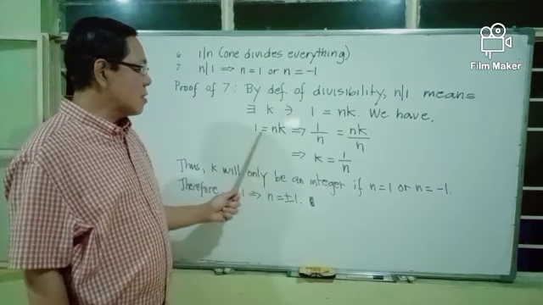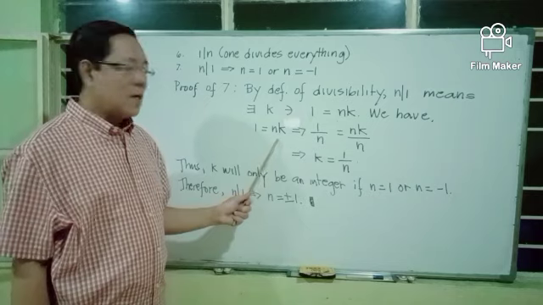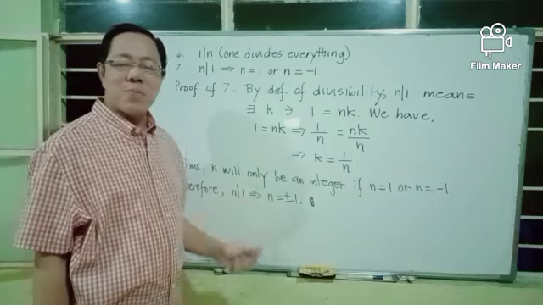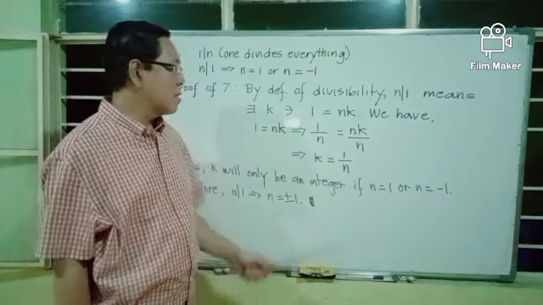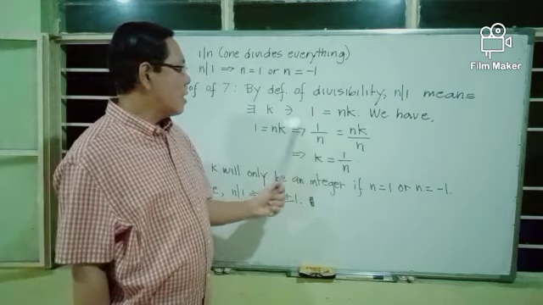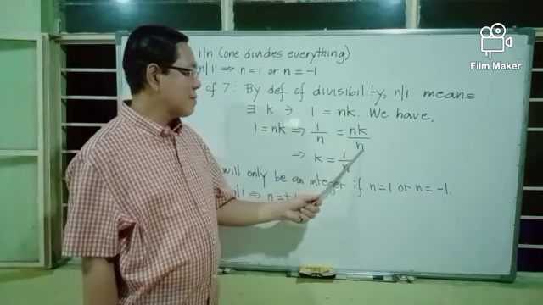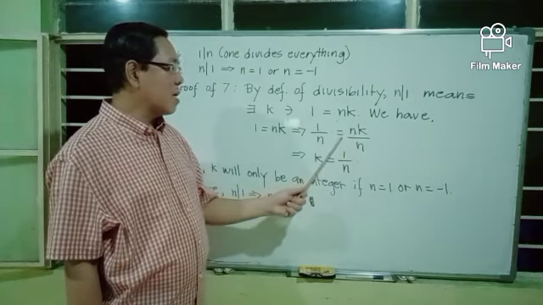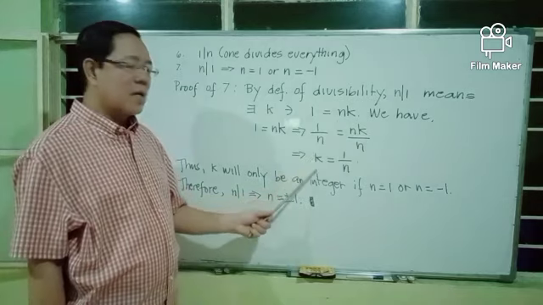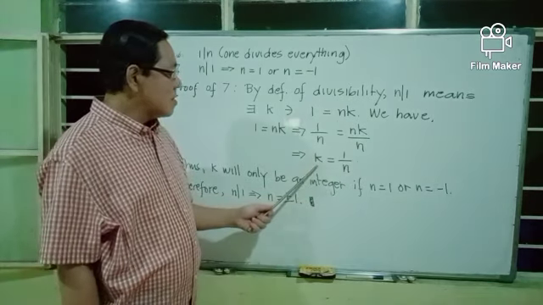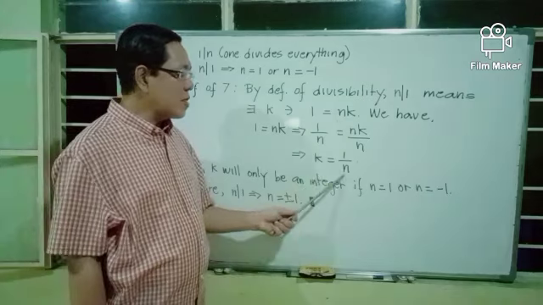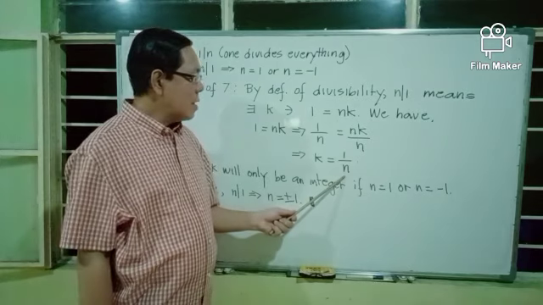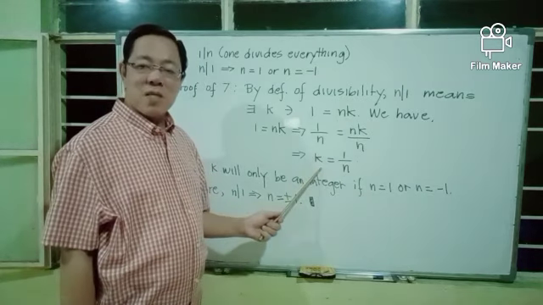We divide both sides of this equation by n, and the equality will still be true by division property of equality. We divide 1 by n, and we divide nk by n. And from the right hand side, n will cancel out, and you simply get k equals 1 over n. K equals 1 over n. So the integer k is equal to the reciprocal of n, and k must be an integer.